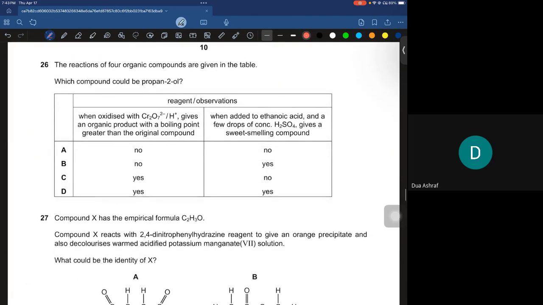Question 26 says the reactions of four organic compounds are given in the table. Which compound could be propan-2-ol? In the first column, they are saying that when oxidized with dichromate it gives an organic product with a boiling point greater than the original compound. Okay, propan-2-ol is an alcohol.